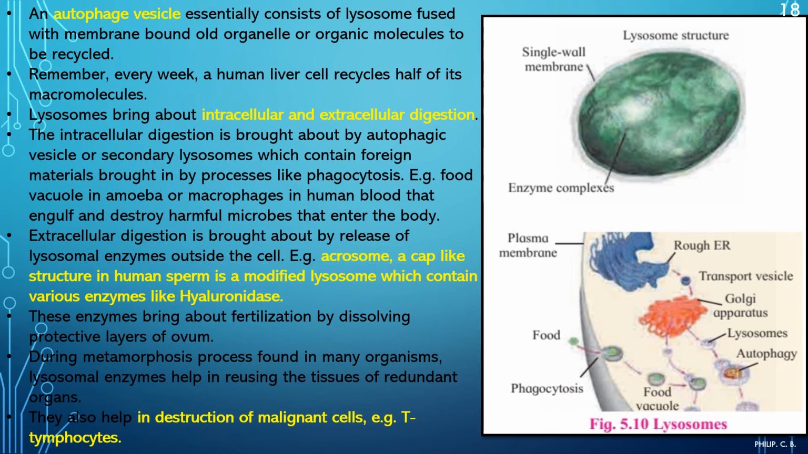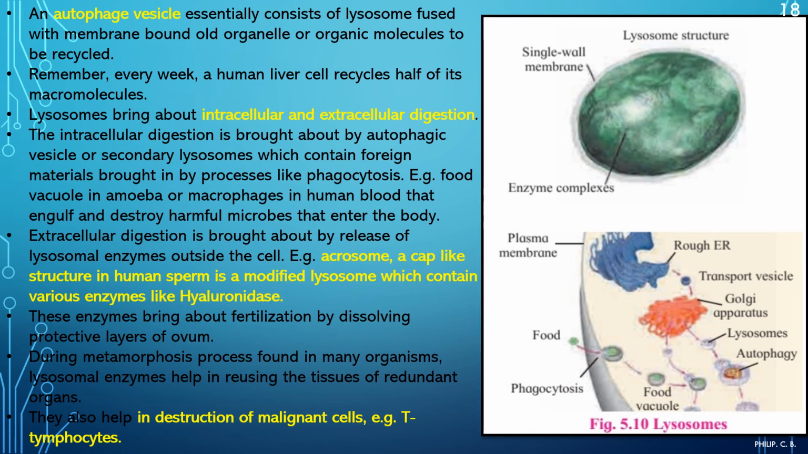Lysosomes bring about intracellular and extracellular digestion, that is inside the cell as well as outside the cell. The intracellular digestion is brought about by autophagic vesicle or secondary lysosome, which contains foreign materials brought in by process like phagocytosis, example food vacuole in amoeba, or macrophages in human blood, that engulf and destroy harmful microbes that enter the body. Extracellular digestion is brought about by release of lysosomal enzymes outside the cell.